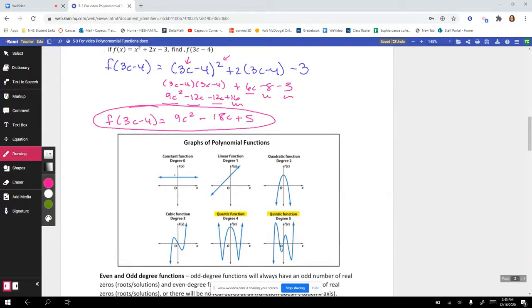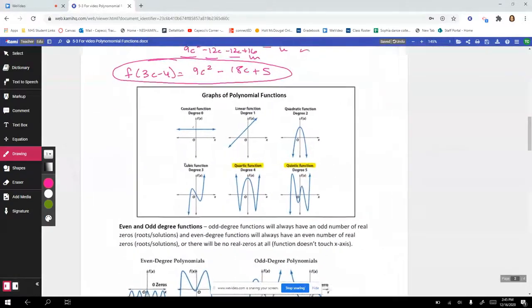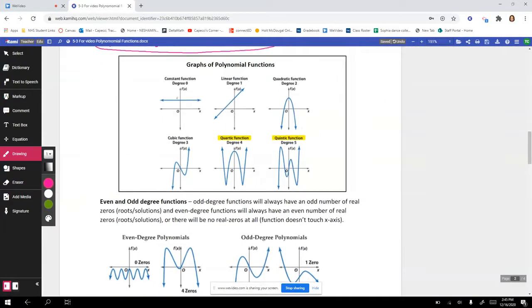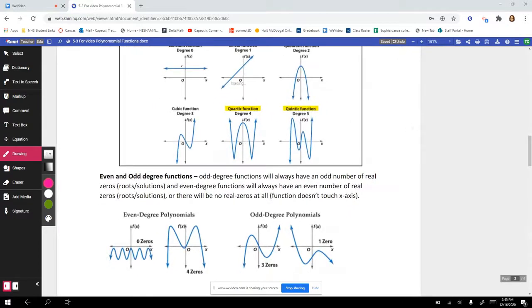And we have polynomials. We have some graphs here to take a look at. And we're going to talk about whether or not they are even or odd. And we have odd degree functions will always have an odd number of real zeros, which is roots or solutions. We talk about them in the same way. And even degree functions will have an even number of real zeros or roots or solutions, or there will be no zeros at all, which means the function doesn't touch the x-axis.